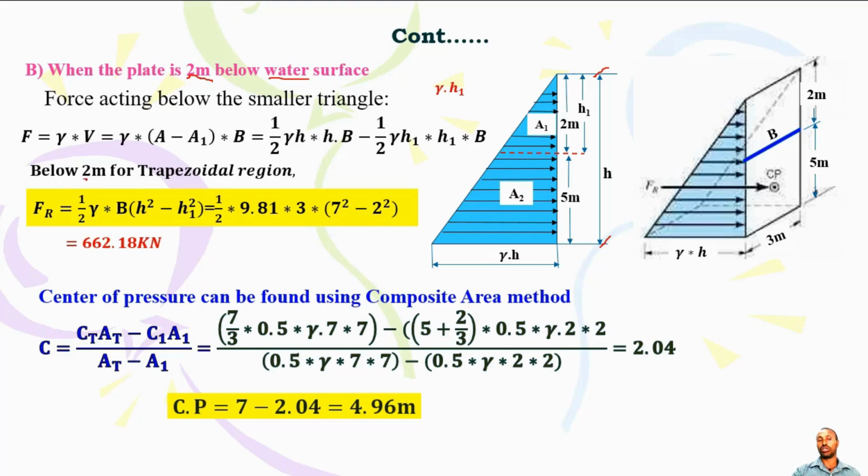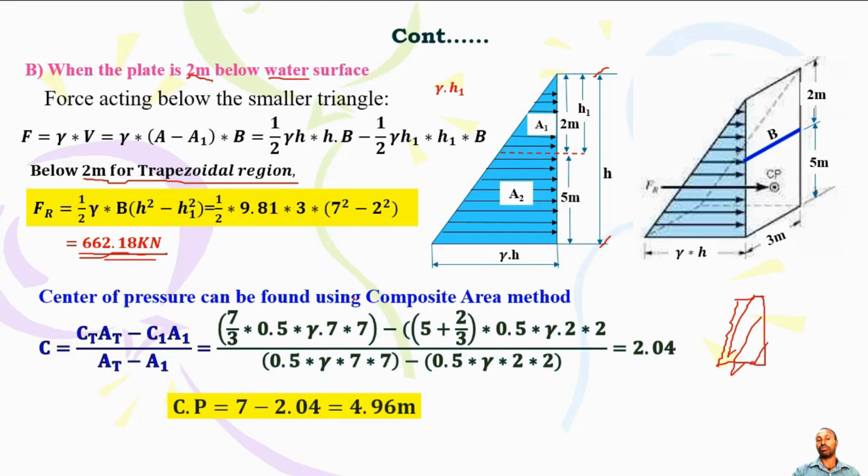Below 2 meters, which is the trapezoidal region, this region you can see, you can have this equation: 7 squared minus 2 squared. 7 is the total height. If you subtract 2, then this is the resultant force, which is the pressure prism, which is this one. So we will apply the pressure prism method, which is important. Just like a trapezoidal cross section, you can find this region. So this is the resultant force.